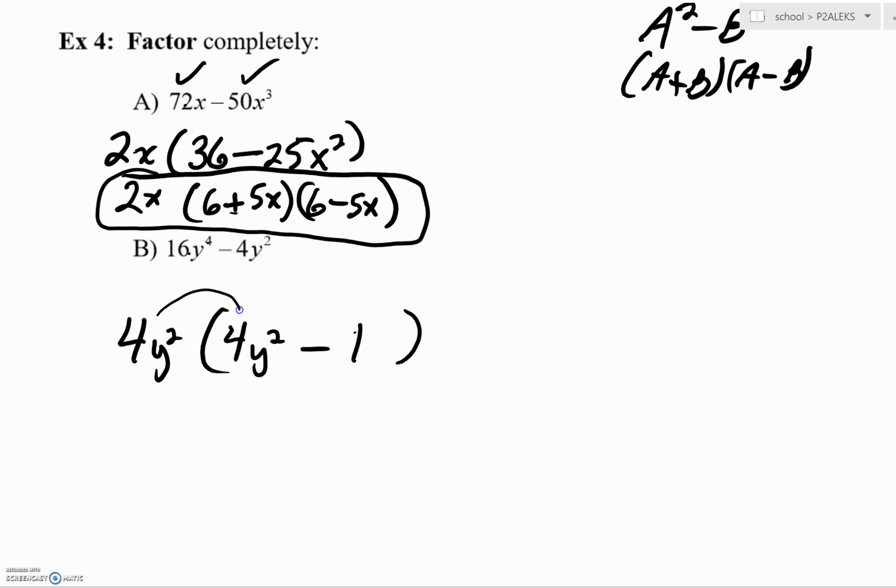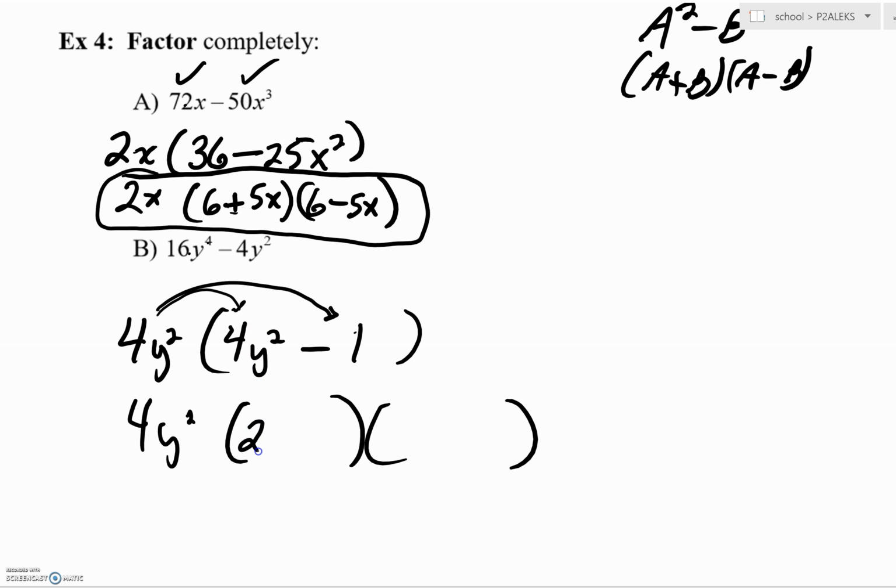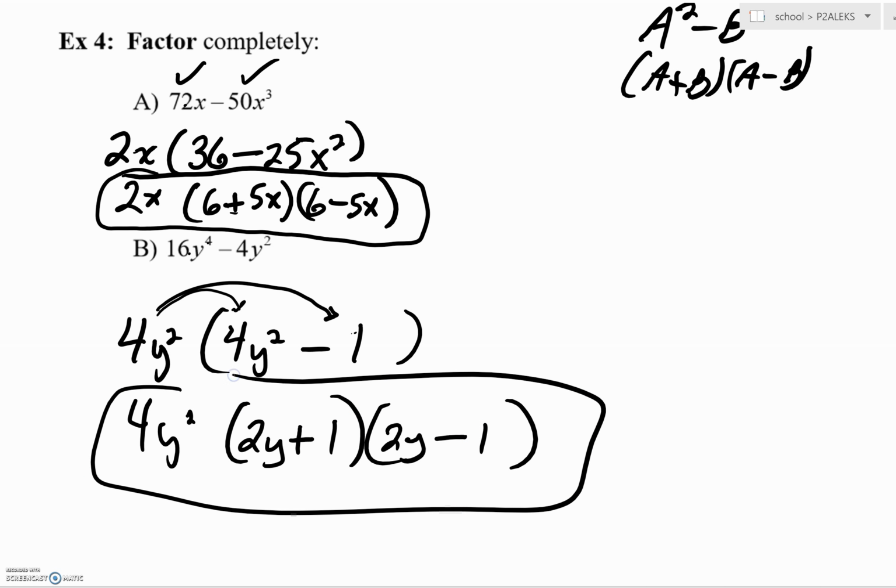You can always double check by redistributing if you're nervous about it. Remultiply it out. You'll see you're right. But here we go. We got to finish this up. Work out your parentheses. What do you think, guys? 2y and 2y. What's the square root of 1? 1. So one of these parentheses has to have a plus. The other one has to have a minus. And we are done.